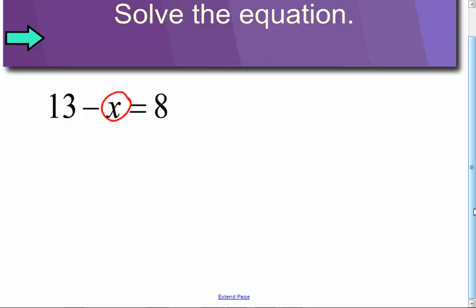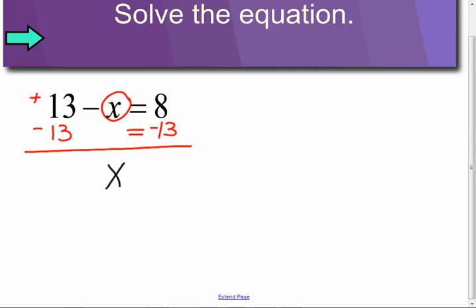I want to get rid of what number, the 13 or the 8? Which one's tagging along with x? 13. How do I get rid of that positive 13? Add a negative 13. You can say subtract if you want, but I think you get confused. Now, I have to put the negative 13 on the other side of the equation. I can't put it under the x because that wouldn't be right. Now you have to be really careful. What's still left? I know it's picky. It's not just x. What kind of an x is here? Negative. And 8 take away 13.